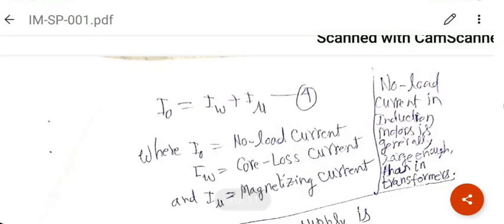Unfortunately, in induction motors, this current I naught is quite large compared to transformers. A very large core is there. It needs a lot of current just to get going. So even at no load, the induction motor will draw enough current to keep its stator energized. These are big machines, compared to transformers. But anyway, theory doesn't change because of that.